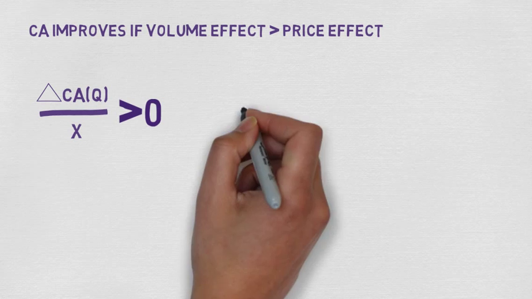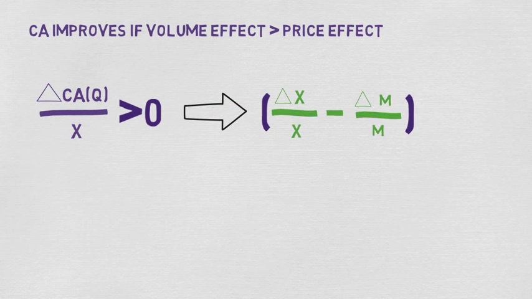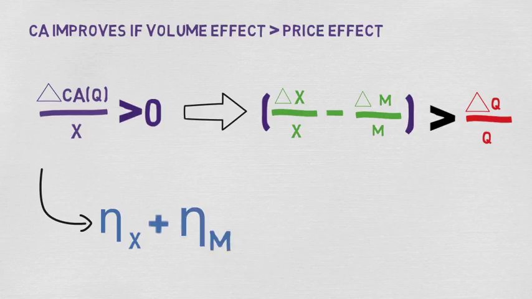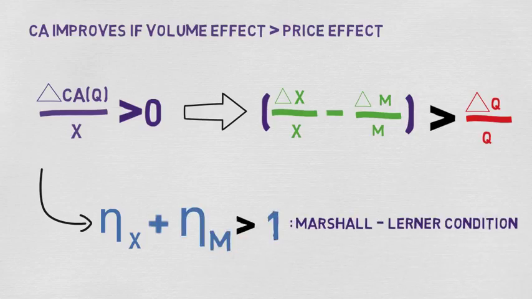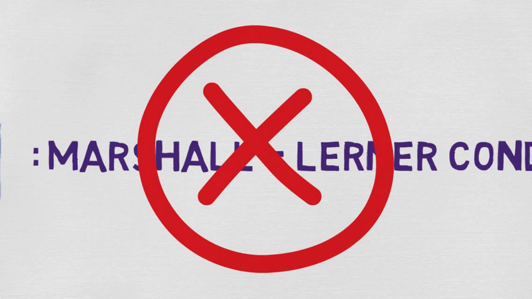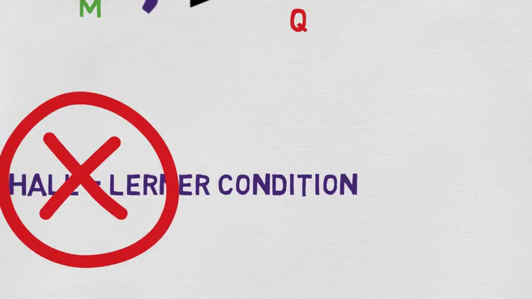If the volume effect is greater than the price effect, then the current account will improve. Equivalently, if we were to divide both sides by delta Q over Q, we get that the sum of the elasticities of exports and imports, given by E to X and E to M, is greater than 1. This is known as the Marshall-Lerner condition. However, if the sum of the two elasticities is less than 1, then a real depreciation will lead to a deterioration in the current account.